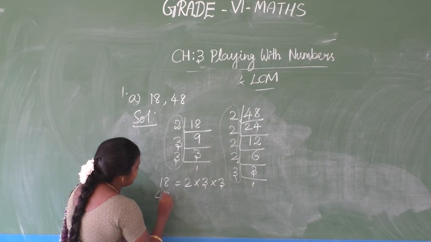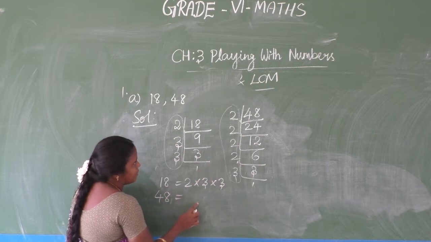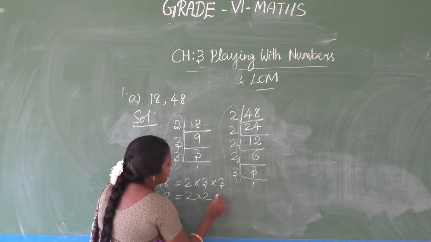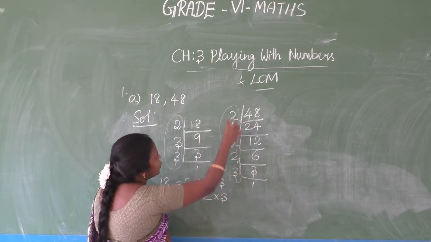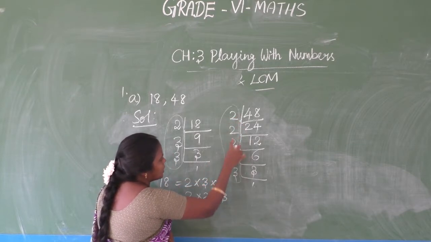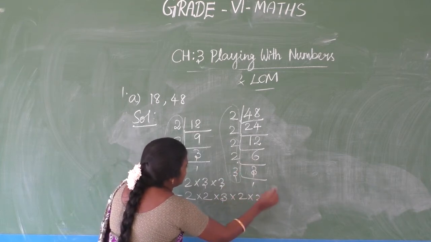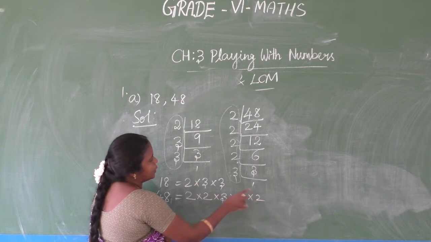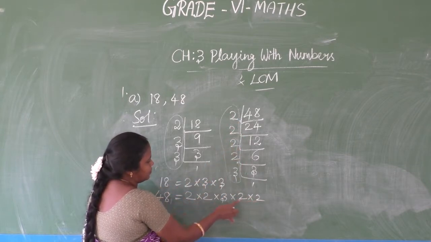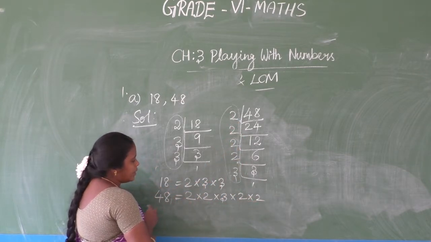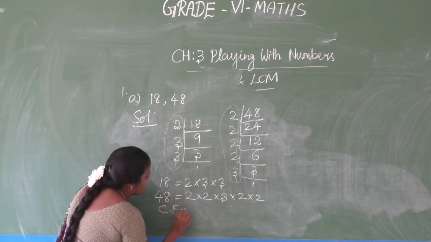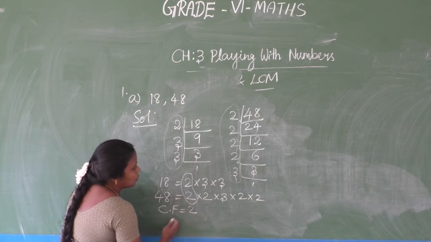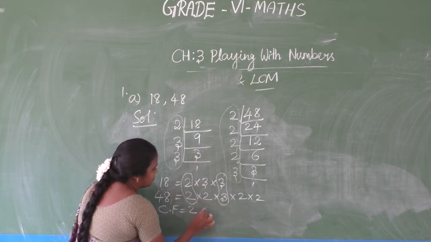Now, these are the prime factors of 48. The prime factors of 48 are 2 into 2 into 3, and then this 2. Clear? 2 into 2 into 3 into 2 into 2. 1 2 3 4. Clear? Now common factors we have to take. Common factors means 2 and 3 only.